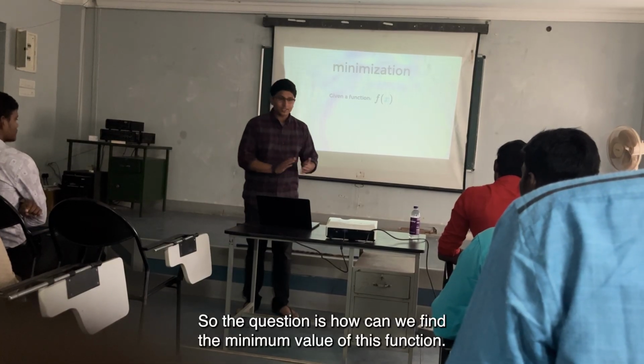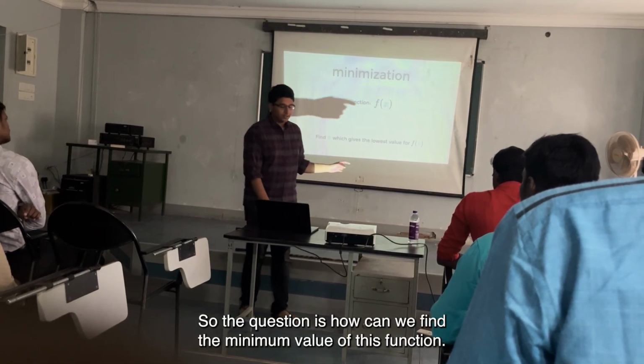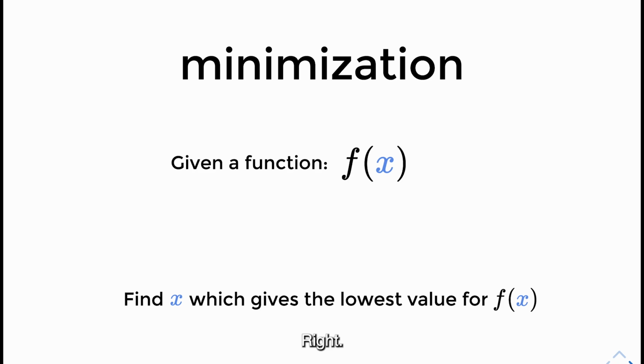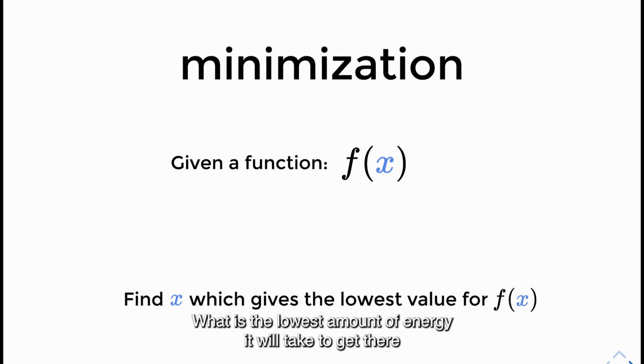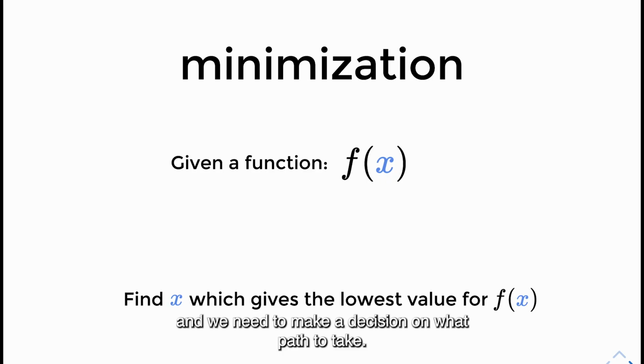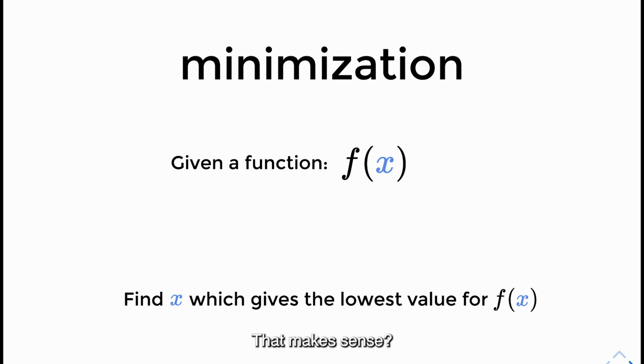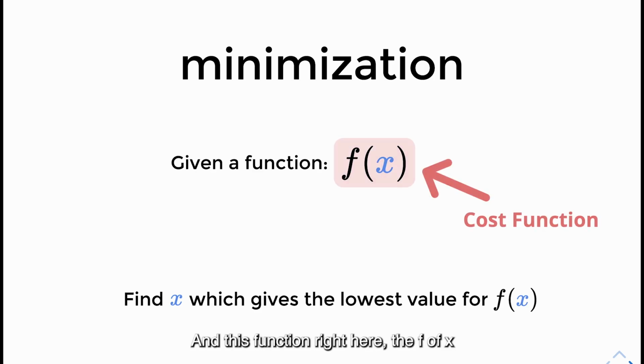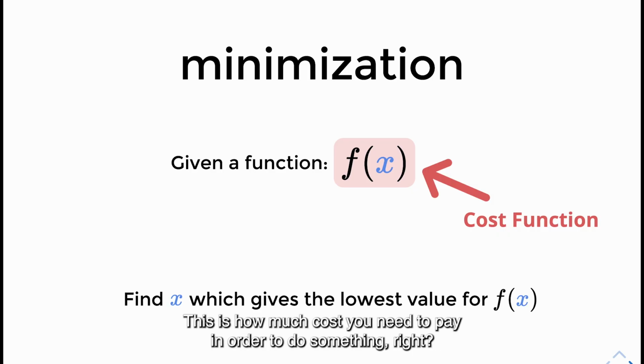So the question is, how can we find the minimum value of this function? What is the lowest amount of energy it'll take to get to wherever we want to go, to solve whatever problem we want to solve, and we need to make a decision on what path to take. Does that make sense? And this function right here, that f of x, is called the cost function. I'll refer to it as the cost function. This is how much cost you need to pay in order to do something.